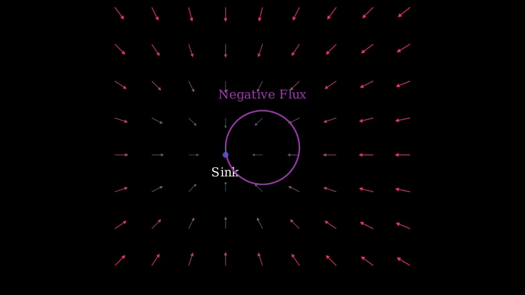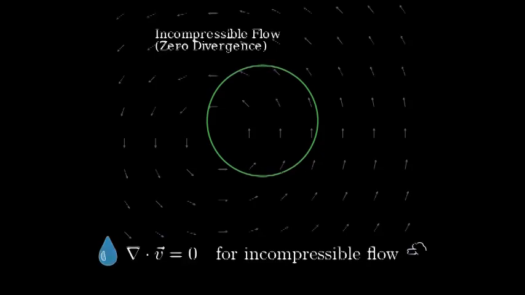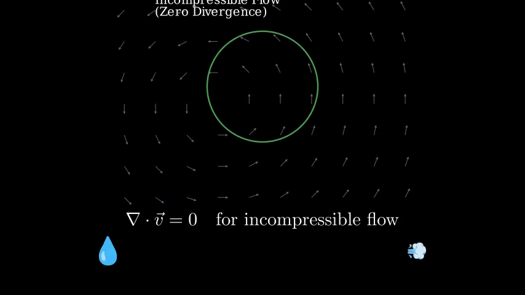What about zero divergence? A vector field with zero divergence is called incompressible or solenoidal. In such a field, the amount of flow entering any small region equals the amount leaving it. A common example is a circular or rotational field, like water swirling in a whirlpool or air in a tornado. Notice how the vectors flow around in circles without converging or diverging. In fluid dynamics, an incompressible flow means the fluid density remains constant as it moves. Many real-world flows, such as water in pipes or air at low speeds, can be approximated as incompressible.